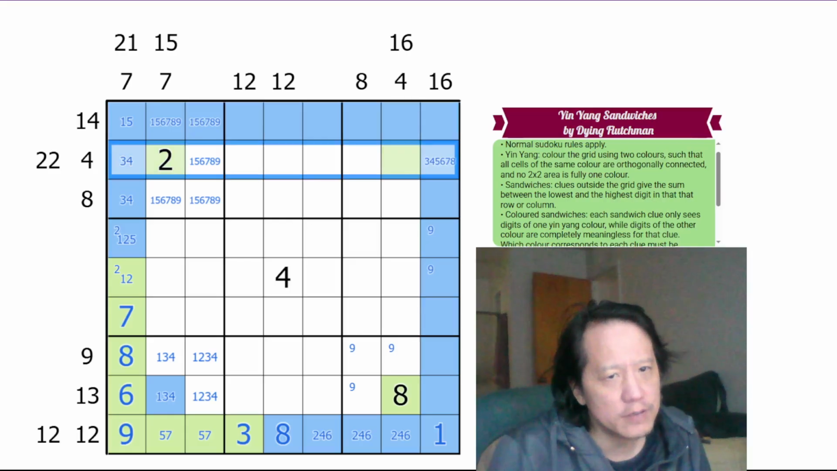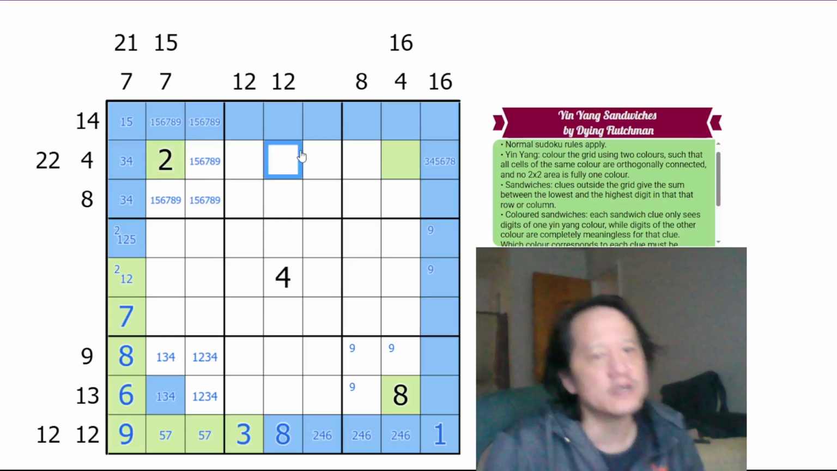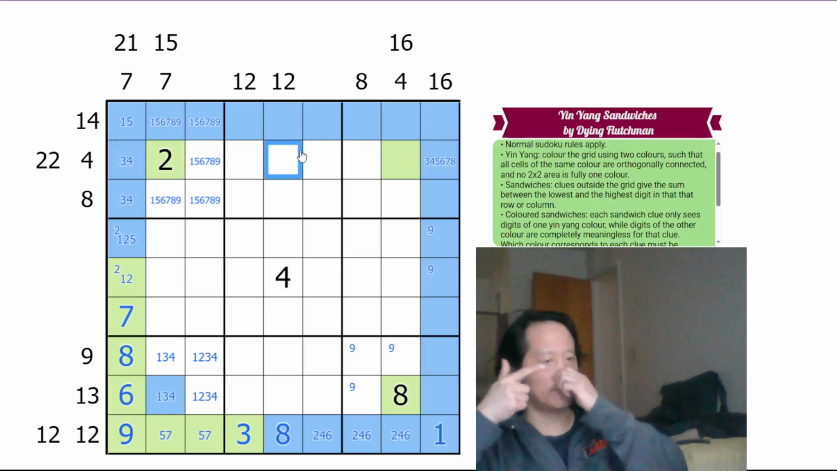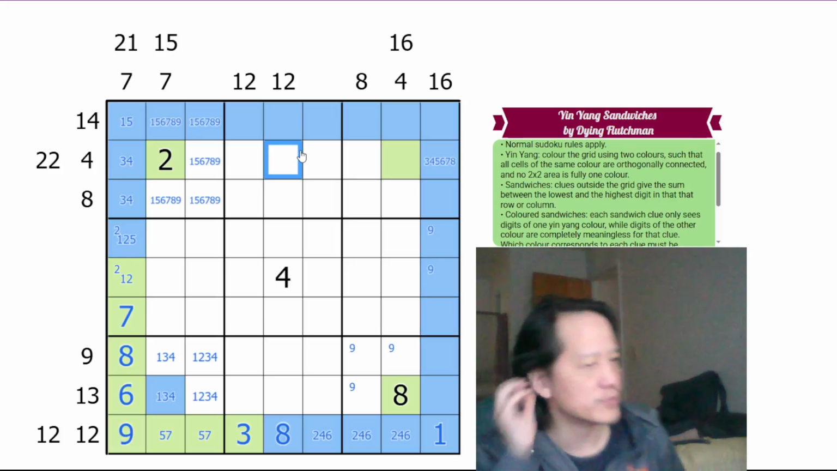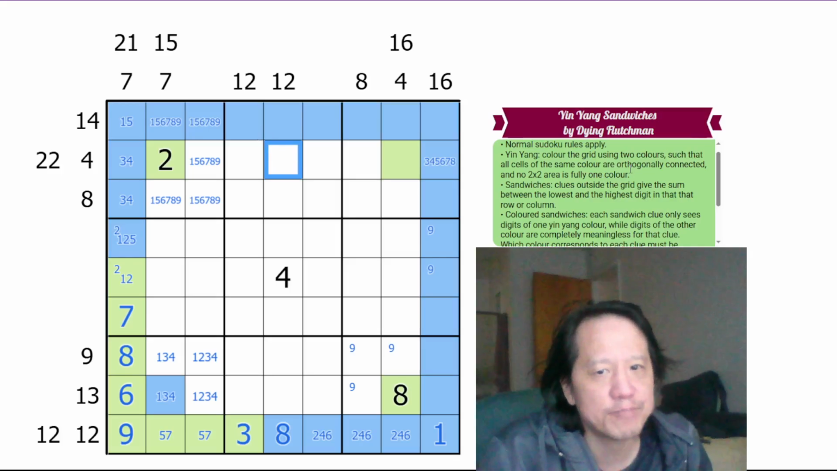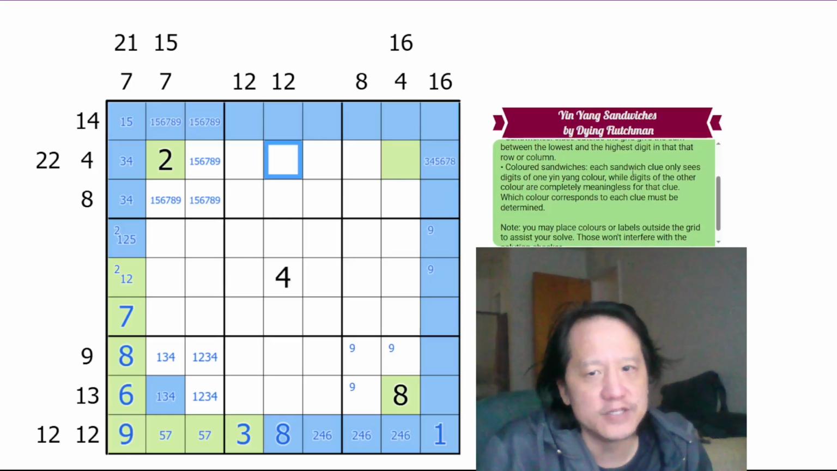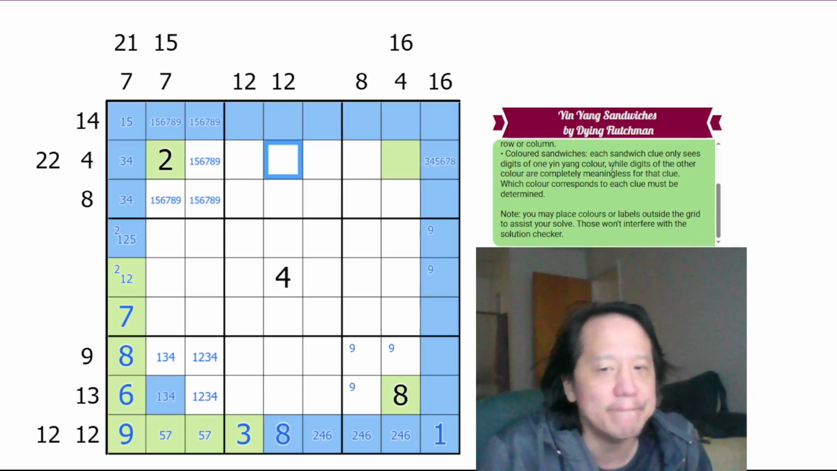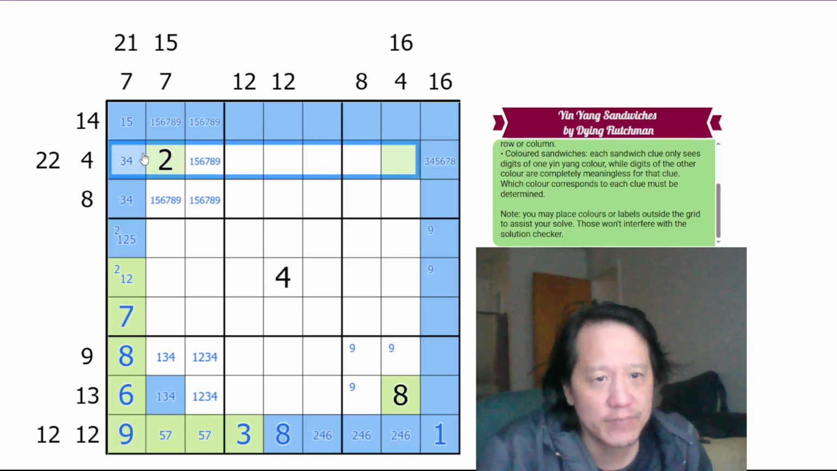That is interesting. That would mean if we had this scenario, then the other digits cannot count for being a sum in between. I was thinking that the digits of the other color are completely meaningless for that clue, which means they cannot add up to the sum. I will put that in the description then, because that's very important.